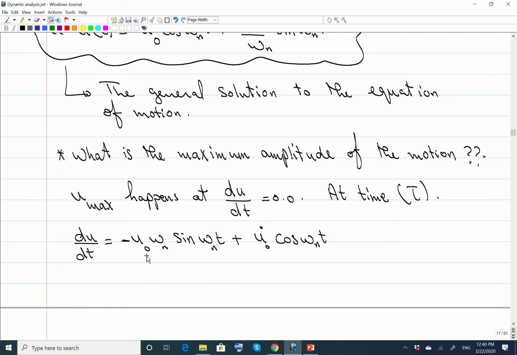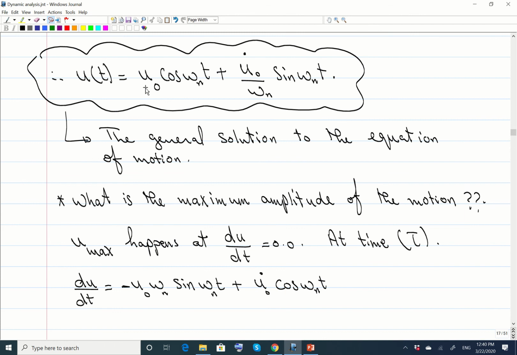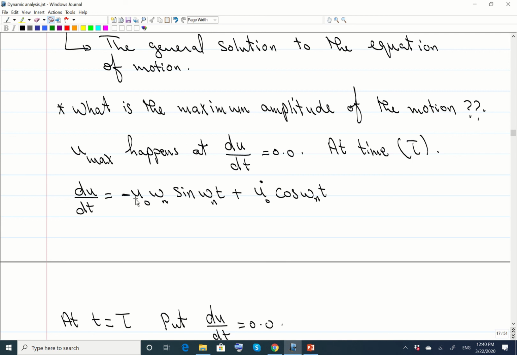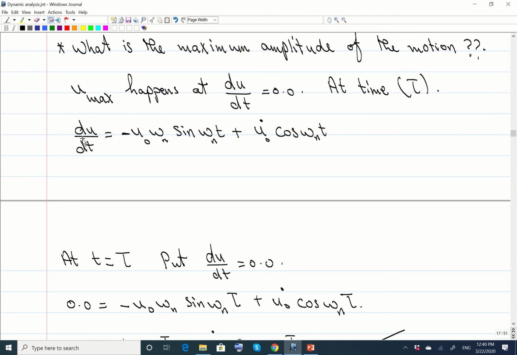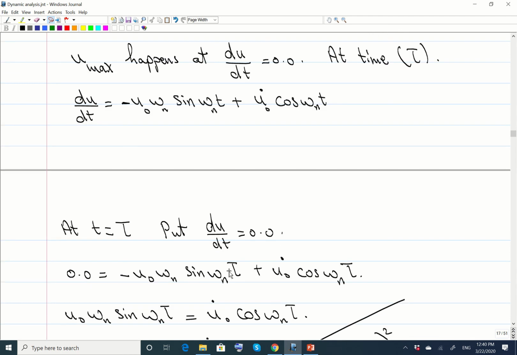So du by dt, we already know this is u of t, so du by dt is the derivative. It's going to be negative u node omega n sine omega n t plus the derivative of this part, which is going to be u dot node multiplied by cosine omega n t. So this is the derivative, the velocity at any time. We want to put du by dt equals 0. What's the time here that this value will be equal to 0? The velocity here will be 0. We're saying this time is called tau.